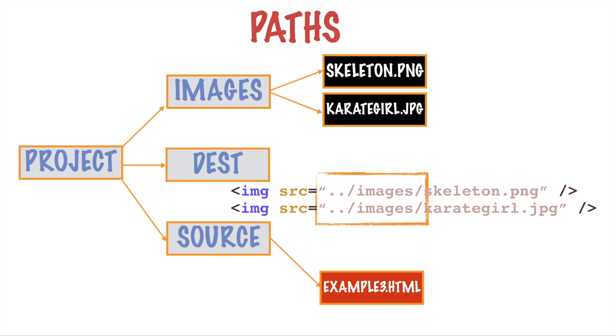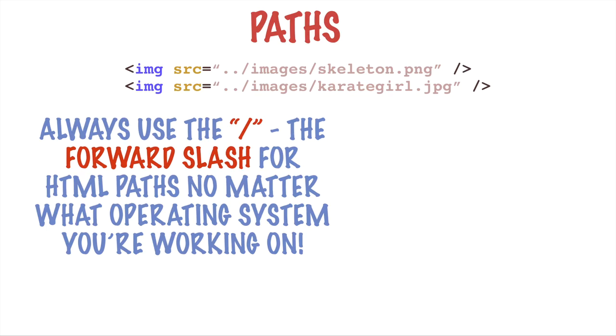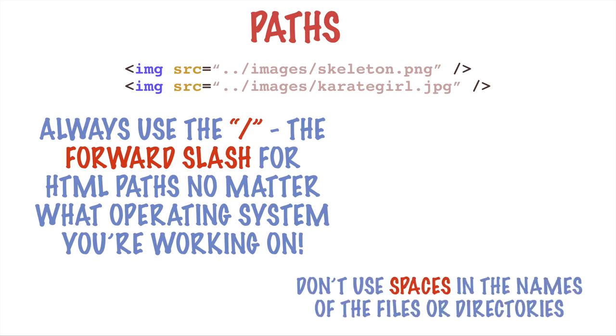And these relative paths would now include the .. operator to go one level up. Then they would use the forward slash followed by the name of the images directory, followed by another forward slash, and lastly the name of the image. Remember to always use the forward slash whether you are on a Windows or a Mac or a Unix machine. All URL paths always only make use of the forward slash. Also, never use spaces in any of your paths.